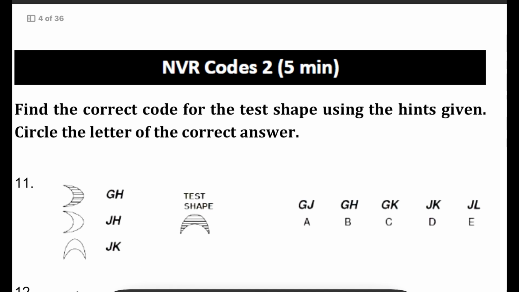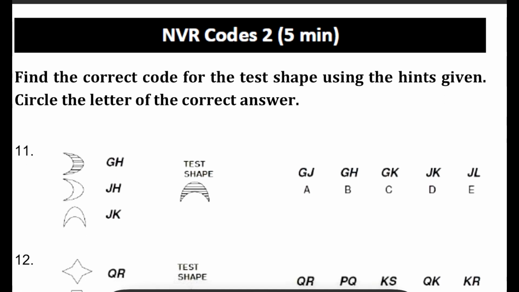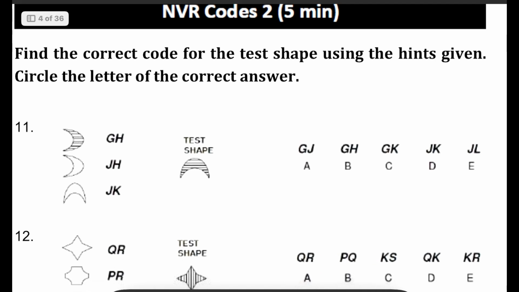Now to section 2. So here, as you can see, these two both have a J as the first letter, and they both have a white shape. And as you can see, this is a G and it has a striped shape. The test shape also has a striped shape, so we know the first letter has got to be a G.